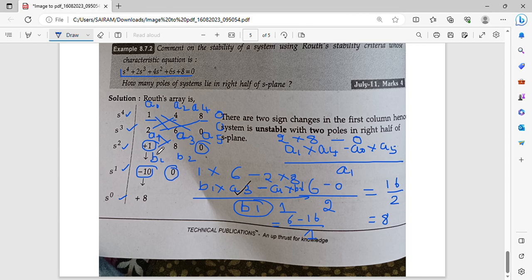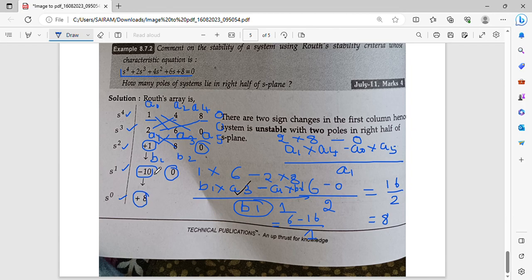Why does this become 0? This 1 into 0 and this 2 into 0, divided by this one, is obviously 0. 1 into 0 is 0, 2 into 0 is 0, divided by 1 is equal to 0. Correct? Yes. So that is the thing. And then here it is nothing but plus 8.